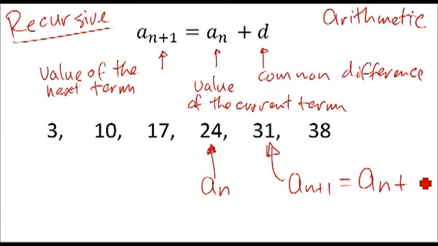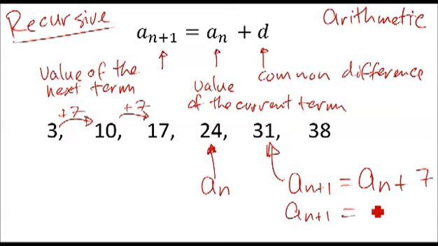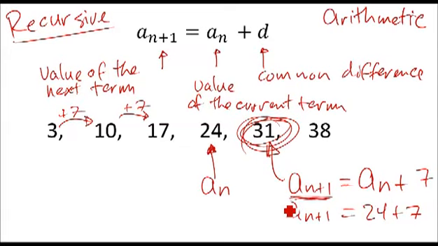The common difference for this particular arithmetic sequence, as we already discussed, is 7, because each time I'm adding 7 to get to the next value. So I would say plus the common difference d, but in this case I'm going to plug in the value 7. So the value of the next term is equal to the value of the current term, 24 plus 7. And you can see that 24 plus 7 is 31. So indeed, the value of the next term, a sub n plus 1, is equal to the value of the current term plus the common difference.